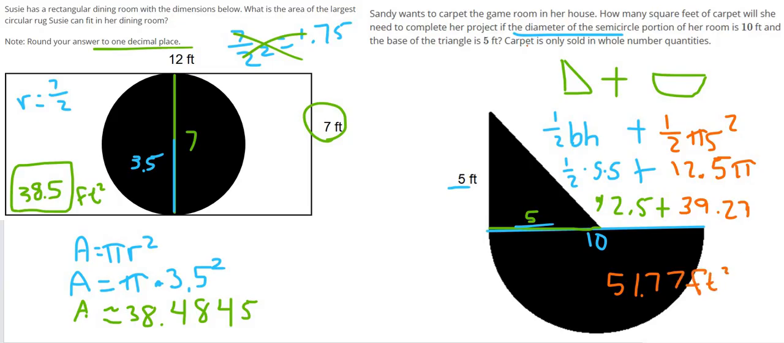feet squared, and it tells us that carpet is only sold in whole number quantities. So no matter what this number would be right here, we would have to round up. So if we got 51.4, we would still have to make it 52 for this type of question. So 52 square feet is what we need.